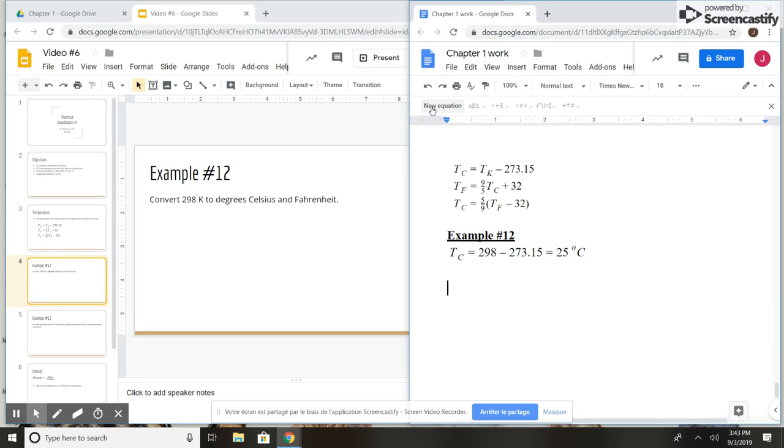Then when I go to do degrees Fahrenheit, I'm also going to have to consider those significant figures. So I end up with 77 degrees Fahrenheit. You do have both multiplication and addition going on in the TF equation, so you might want to do that in 2 steps to make sure you get the significant figures correct.